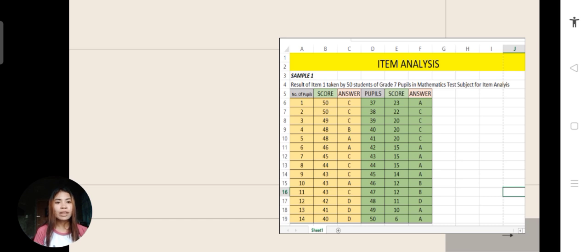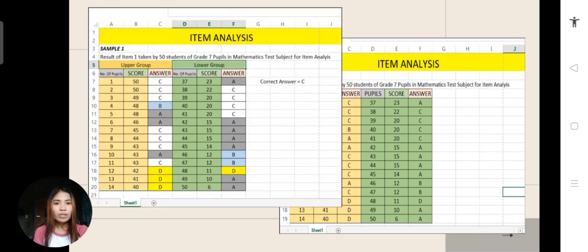So this is a sample, which is an example of the number of pupils, the score, and the answer result of item 1 taken by 50 grade 7 pupils in a mathematics test for item analysis. This is the same example we tackled using the hand-by-hand item analysis. So, first, in item 1, we have a correct answer, which is the letter C. The options are colored differently.